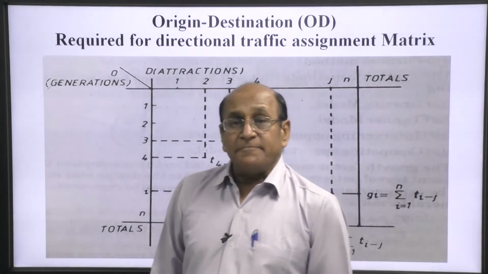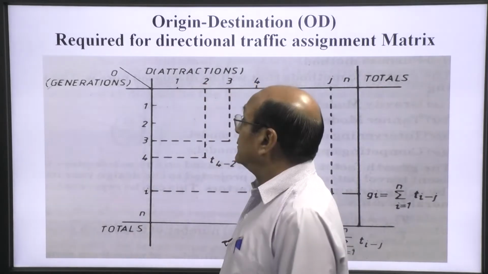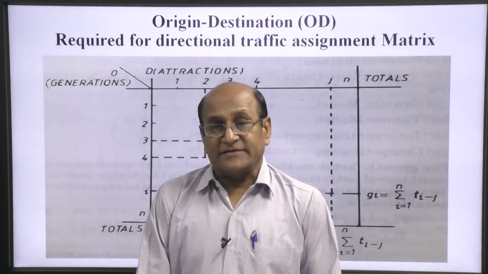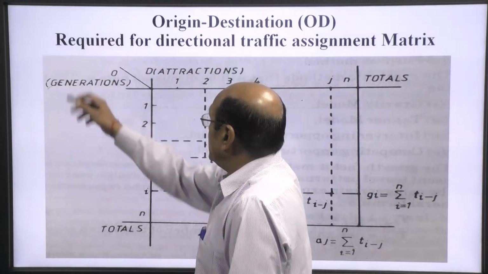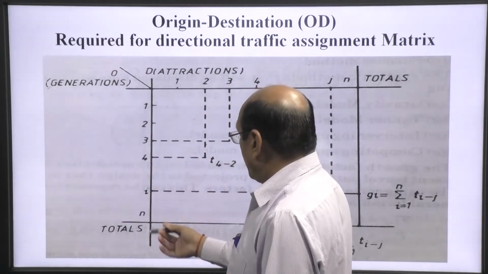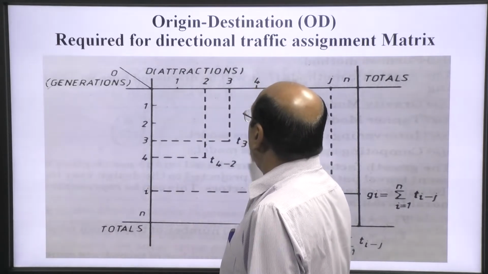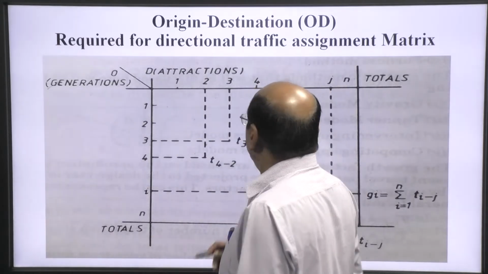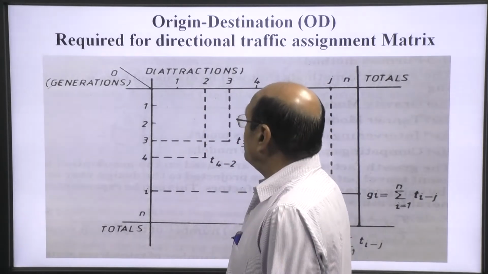Here we can see our origin destination required for directional traffic assignment matrix. This is a generation zone and this is the attraction zone. This is zone 1, 2, 3, 4 to n and the total, and this is the zone 1 to 4 up to j, means up to zone j and total of this one.